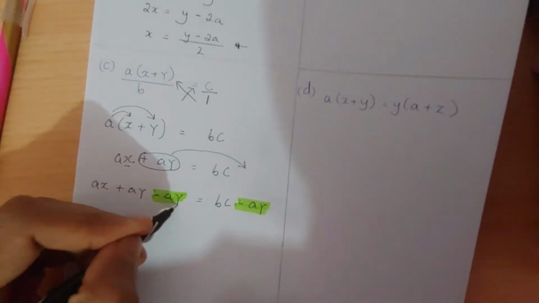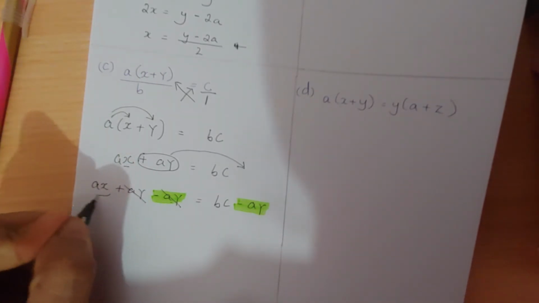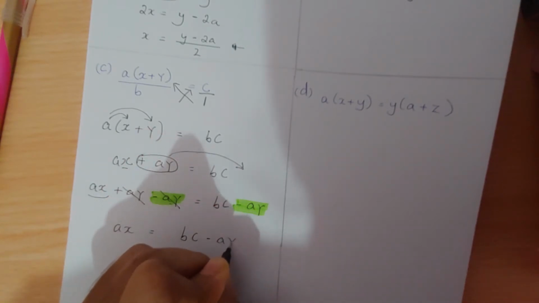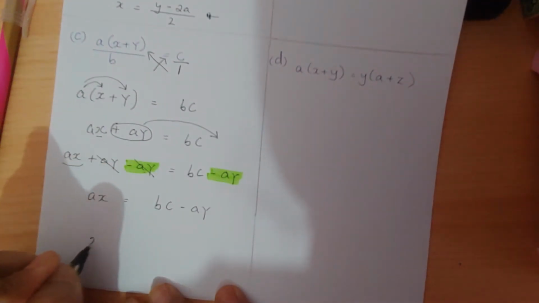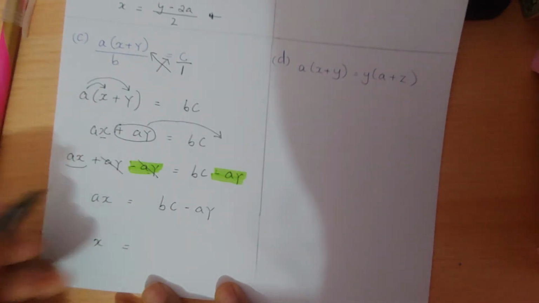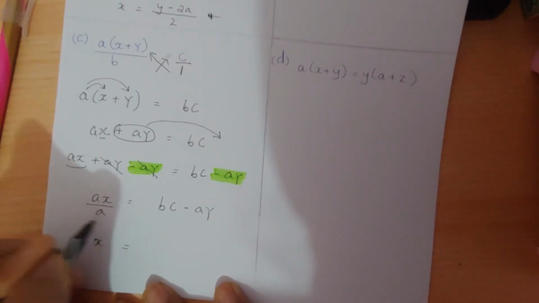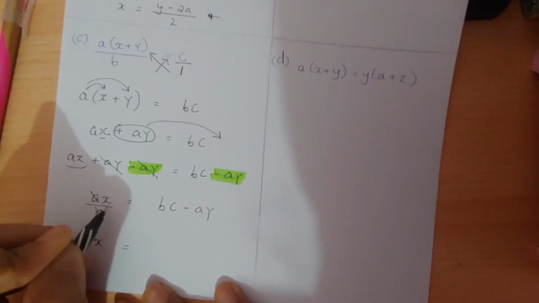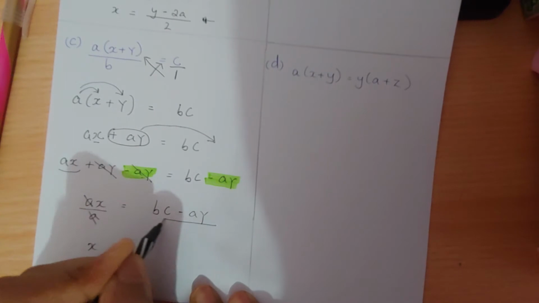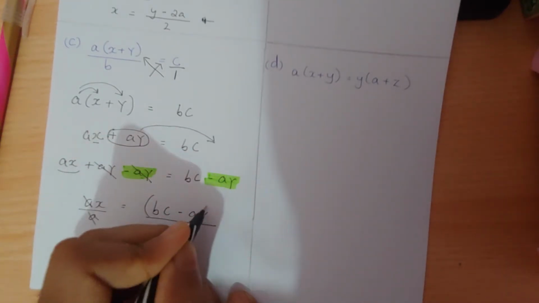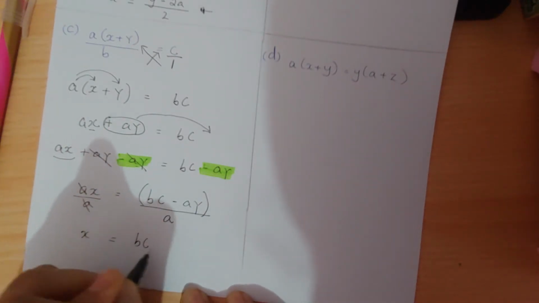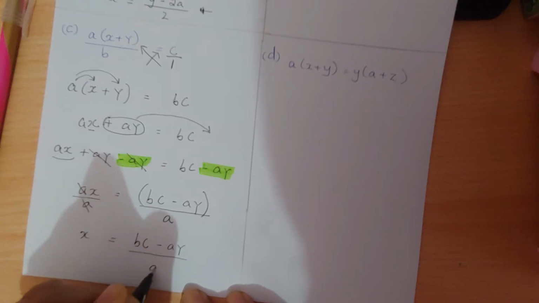Ay minus ay cancels out. What remains, you have your ax is equal to bc minus ay. And then your x will be equal to, since it is a times x, le contraire de times a is you divide by a. I divide by a to eliminate my a, c'est-à-dire pour qu'il me reste que le x. Et si j'ai divisé par a de ce côté-ci, I need to do the same thing here too. Donc le tout, je vais diviser par a. Therefore, my answer will be bc minus ay divided by a.